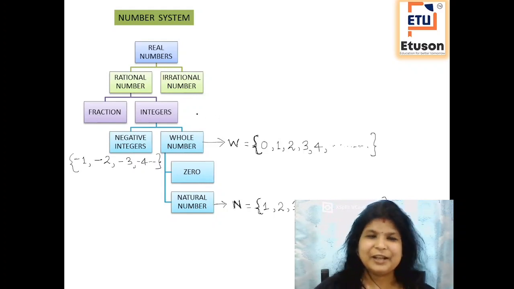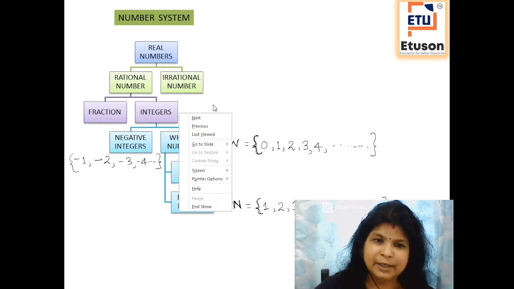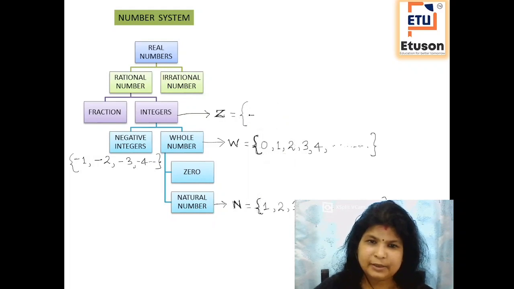Did you get it? So basically your integers are represented by Z, and you have from minus infinity to, suppose, -4, -3, like that.